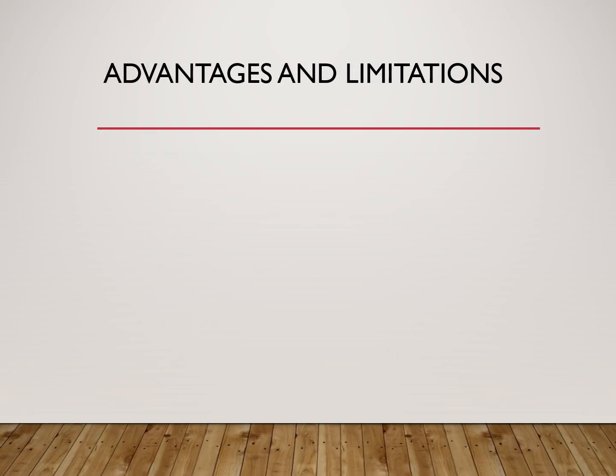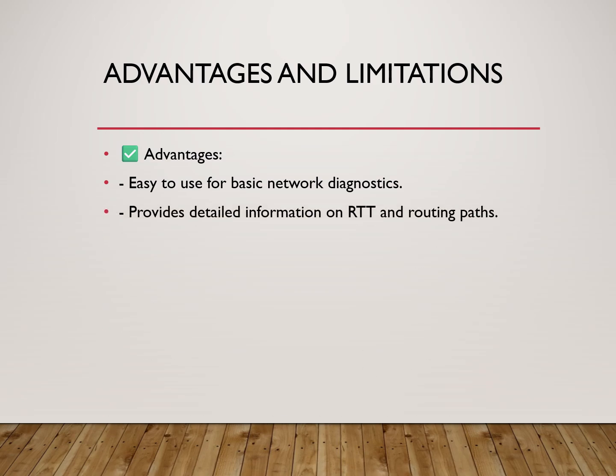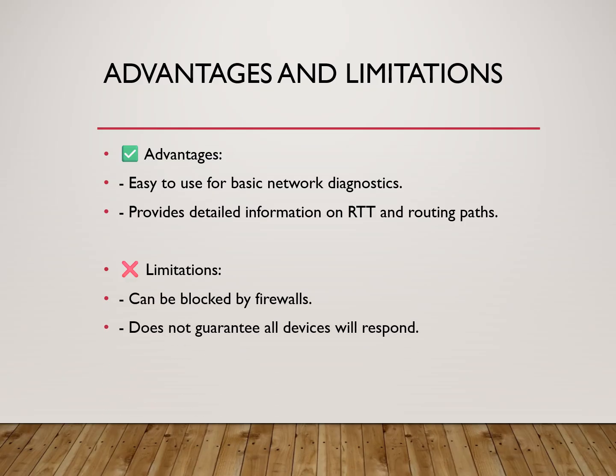Let's now look at the advantages and limitations of ICMP based tools. Advantages: easy to use for basic network diagnostics, provides detailed information on RTT and routing paths, and helps in identifying network performance issues quickly. While limitations of ICMP are: ICMP packets can be blocked by firewalls, making the tools ineffective. Not all devices respond to ping or traceroute, reducing accuracy. ICMP can be used for malicious purposes such as ICMP flood attacks, which overwhelm networks.